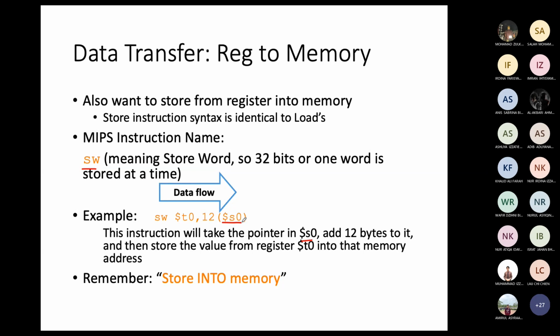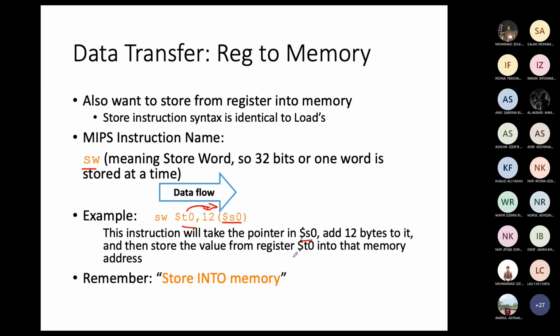We use back the same base pointer, right? So we put it in a bracket to point the base pointer, and then add the offset. Add 12 bytes to it to get to the desired memory address. So 12 plus the index 0 address, and then store the value from register T0. So the T0 value here will be stored into the memory specified in S0 plus 12.